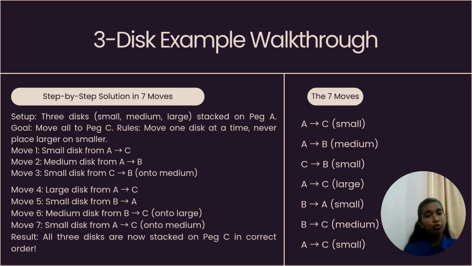The moves are: move 1, small disk from A to C; move 2, medium disk from A to B; move 3, small disk from C to B; move 4, large disk from A to C; move 5, small disk from B to A; move 6, medium disk from B to C; move 7, small disk from A to C. After these 7 moves, all disks are successfully moved to peg C in the correct order. This example clearly shows how recursion works step by step.